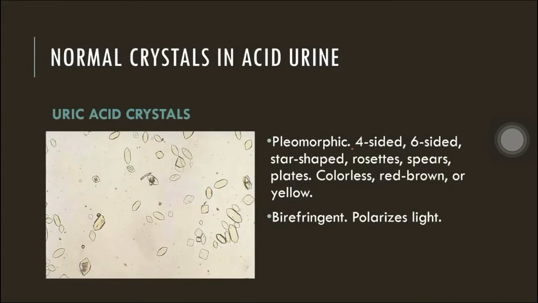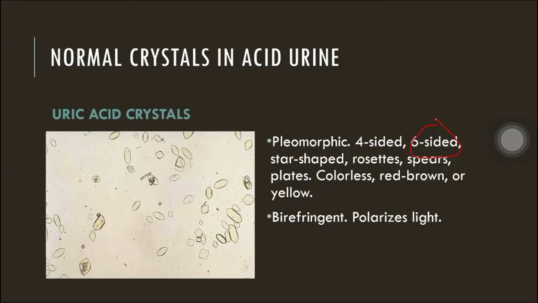Next, we have uric acid crystal. So uric acid crystals are pleomorphic, meaning they have many morphologies. It can either be four-sided, six-sided, star-shaped, rosette, spear, plates, colorless, red, brown, or yellow. So it usually has many morphological variations. Usually, uric acid crystals in the laboratory, we commonly misidentify as cystine crystal. We can mistake it as cystine crystal because uric acid crystal may also have a six-sided morphology. So they are the same as cystine, the one that looks like Piattos.